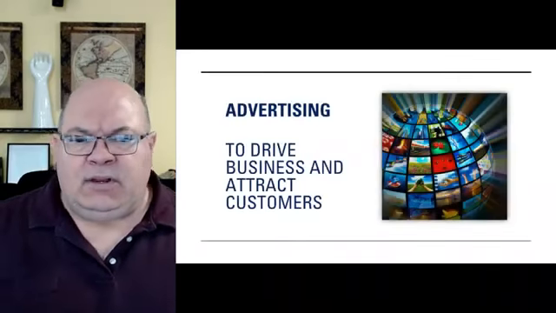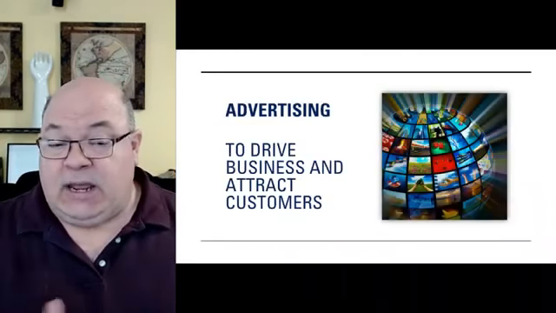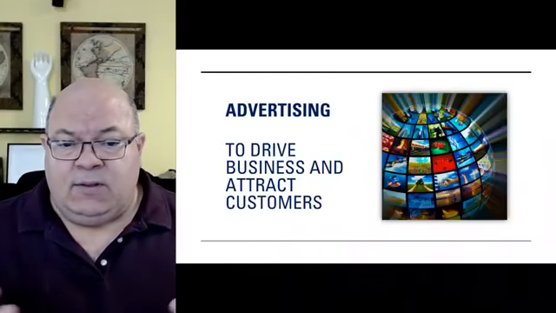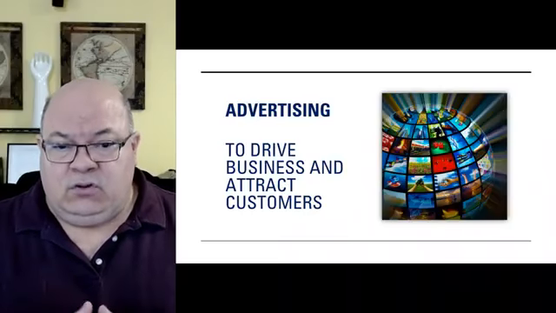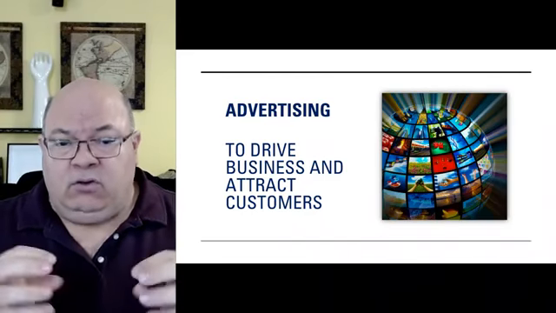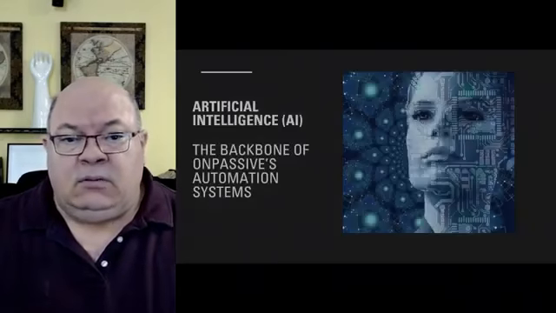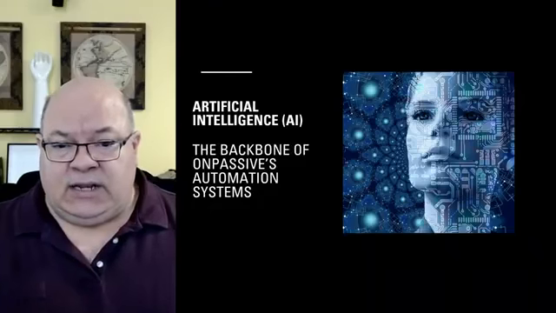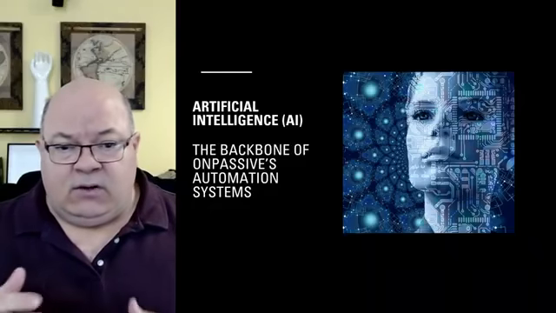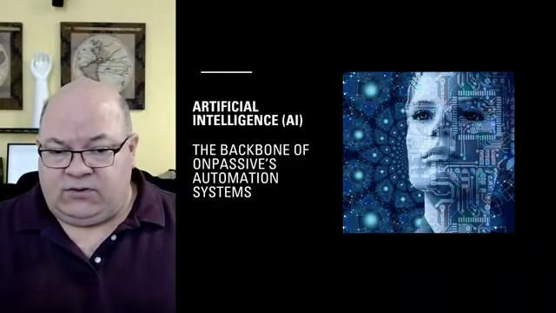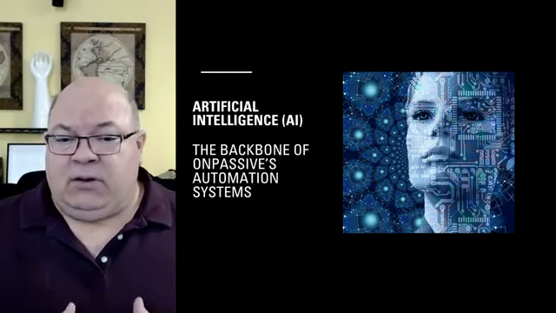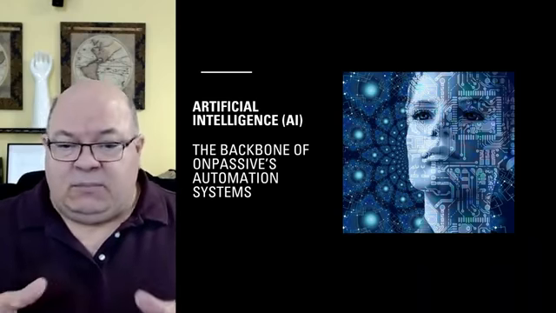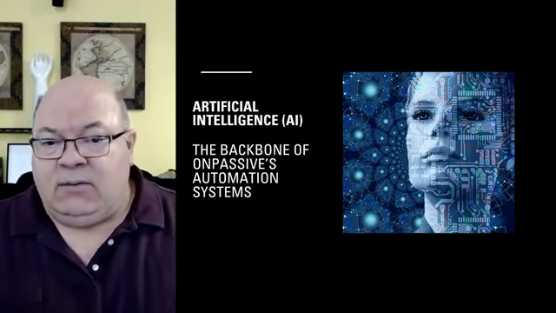So I'm going to go through some of the things that it provides, and we're going to go through it in alphabetical order. So OnPassive has its own advertisement, which is going to drive business and attract customers to you. It's also going to brand your business for you. Another one is OnPassive has its own proprietary artificial intelligence. All of the IT products and things that are there in artificial intelligence is stuff that was built from the ground up by OnPassive's own engineers and programmers. It's the backbone of OnPassive's automated system and what ties everything together.